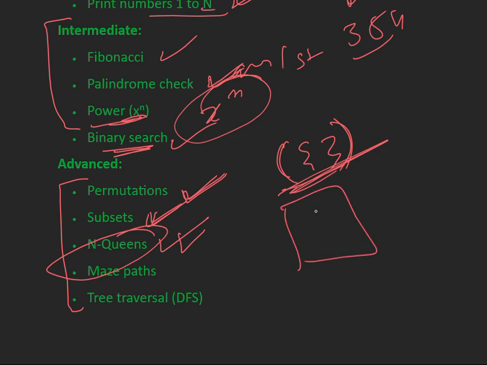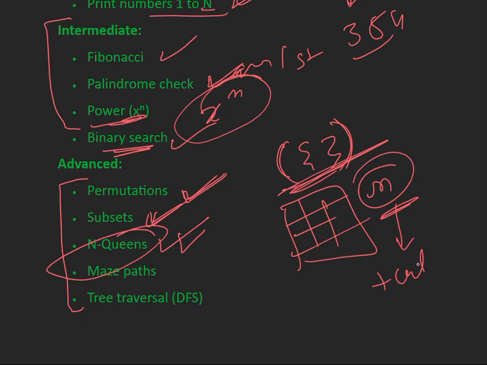You are given a grid and you have to place n queens in the grid such that no two queens attack each other, right? Or maze path or DFS, these are very good problems, you can practice these. And I hope I am able to explain recursion and backtracking, the theory concept, properly. So now try to implement this concept with questions and learn.